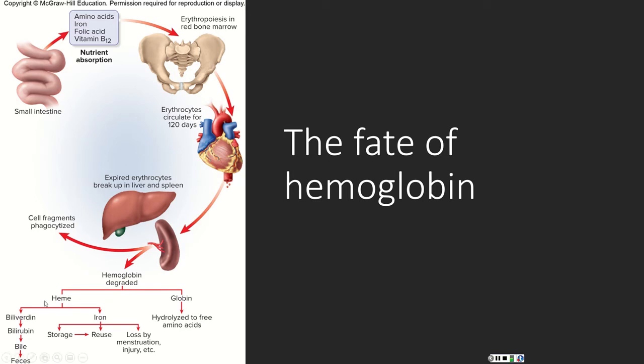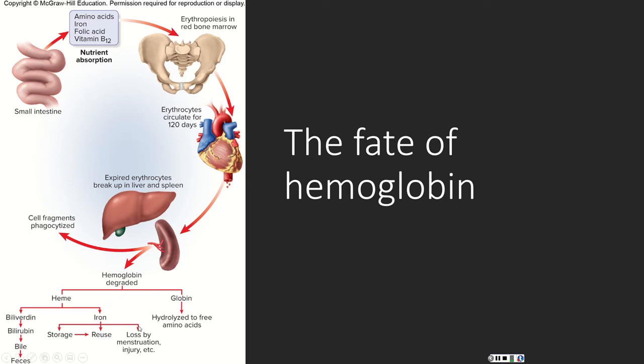But let's look to see what happens to the heme. The heme is broken down further. It's broken down into iron and something called biliverdin, which is then converted to bilirubin. Let's go over and look at the iron first. The iron is going to be reused, is going to be recycled to make more erythrocytes. Now, some of it is stored in places like the liver or the red bone marrow. Some of it is immediately going to be reused to make more hemoglobin.